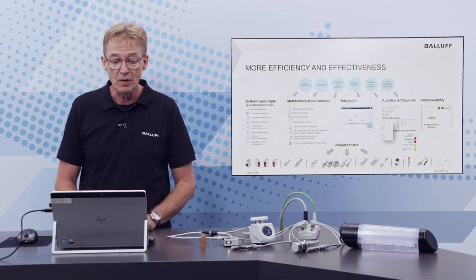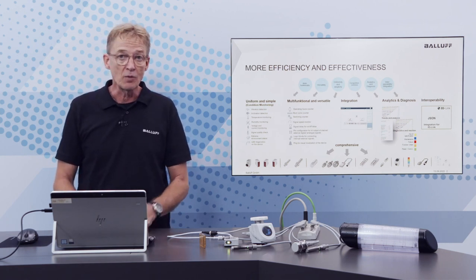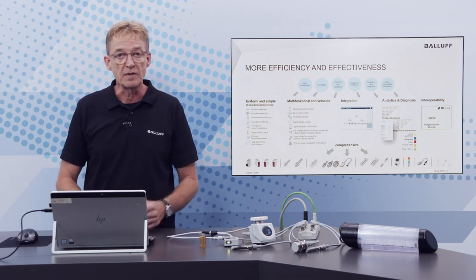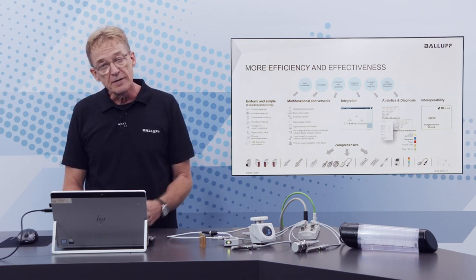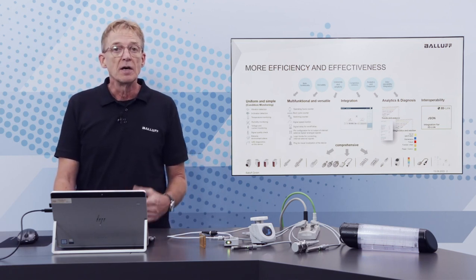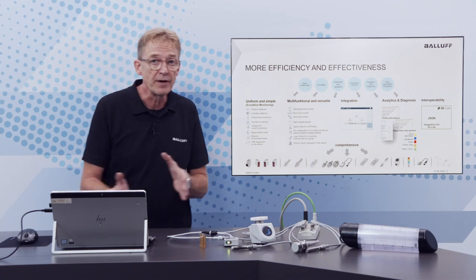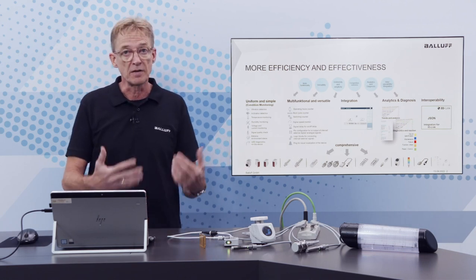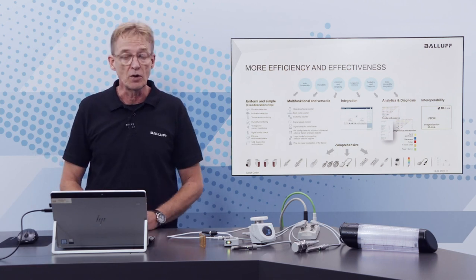It's still about more efficiency and effectiveness, and still about how to use and how to work with all these additional information and functionalities in the smart automation and monitoring system. And this time we want to have a look at how we can use these additional information and transport it directly to a connected standard device without using the IO-Link communication.